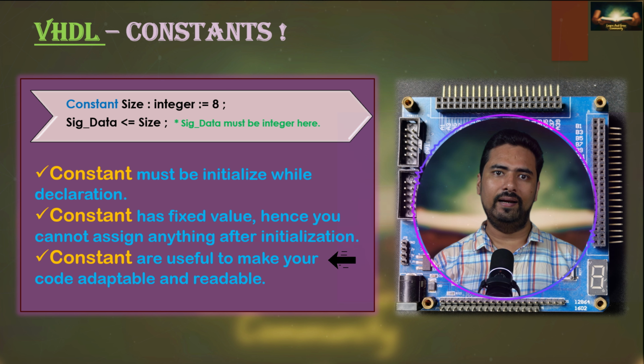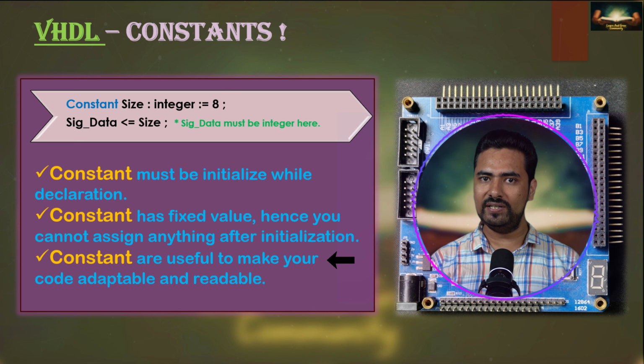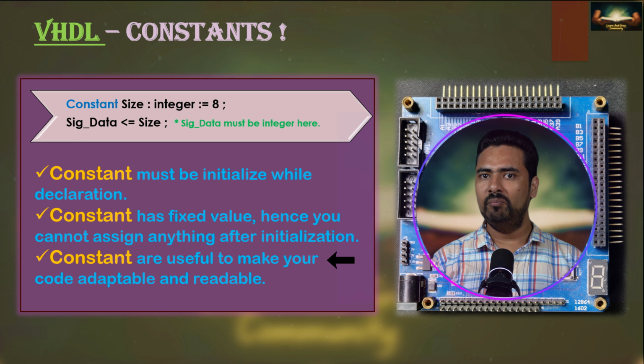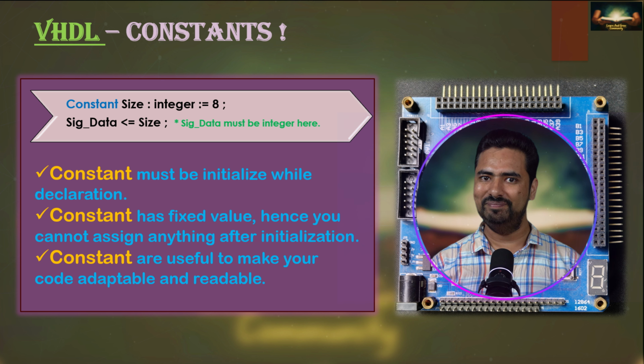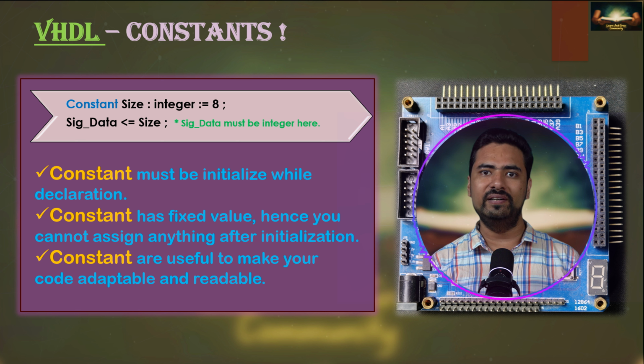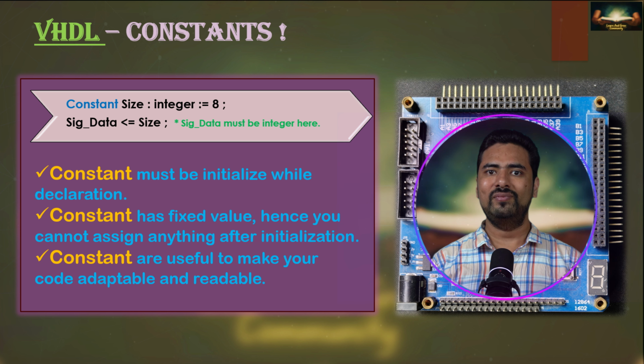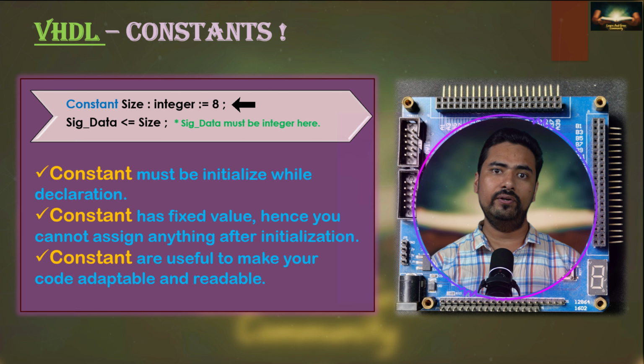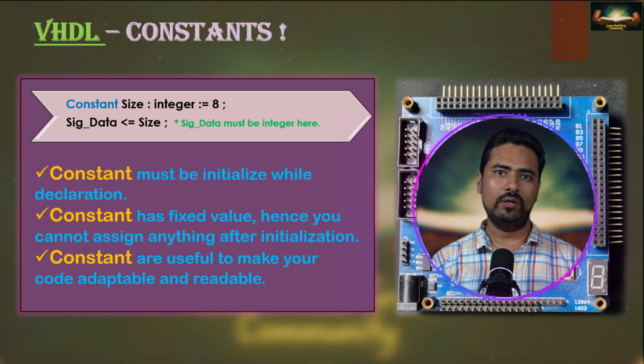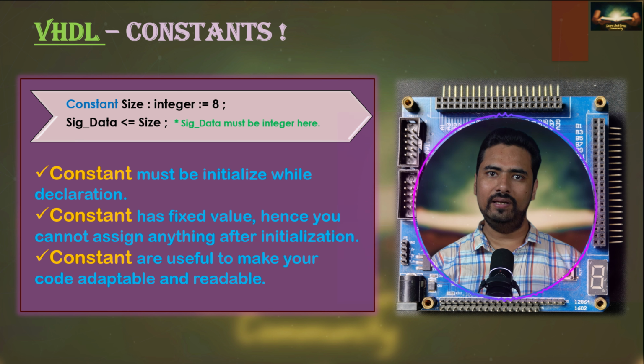So you can see that the use of constants can make your VHDL codes more adaptable, more agile, and more readable. And considering all these benefits, you can also see its importance. So you should also prefer to use constants in your VHDL designs whenever you feel like it. So this was a quick short video, but still worthy and useful.